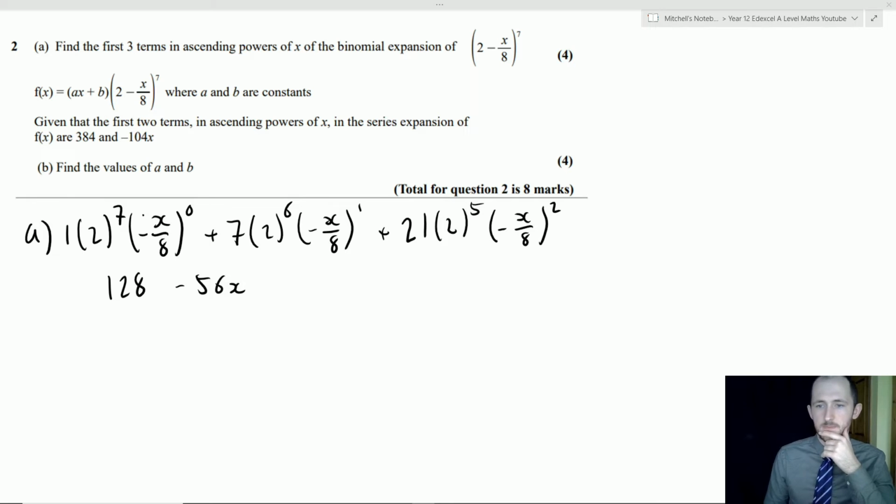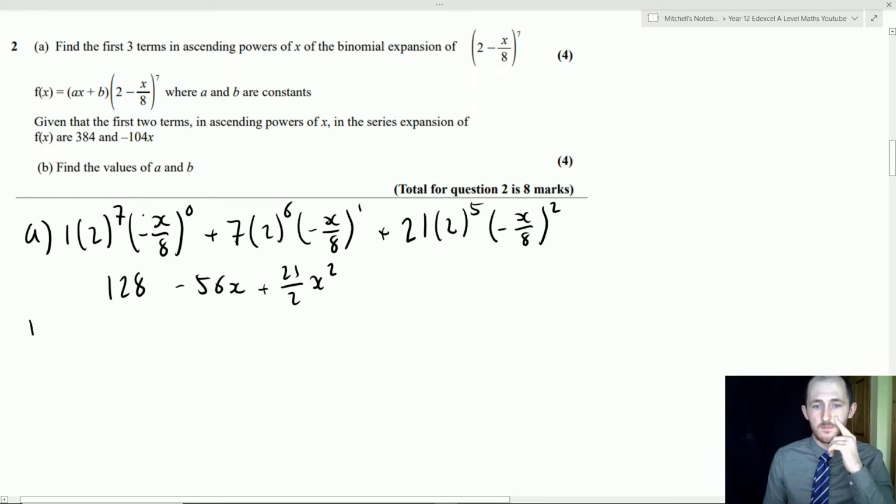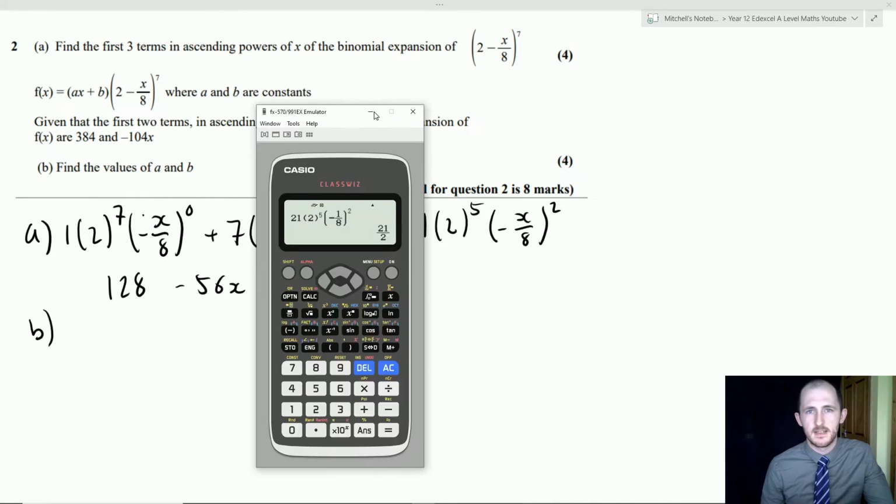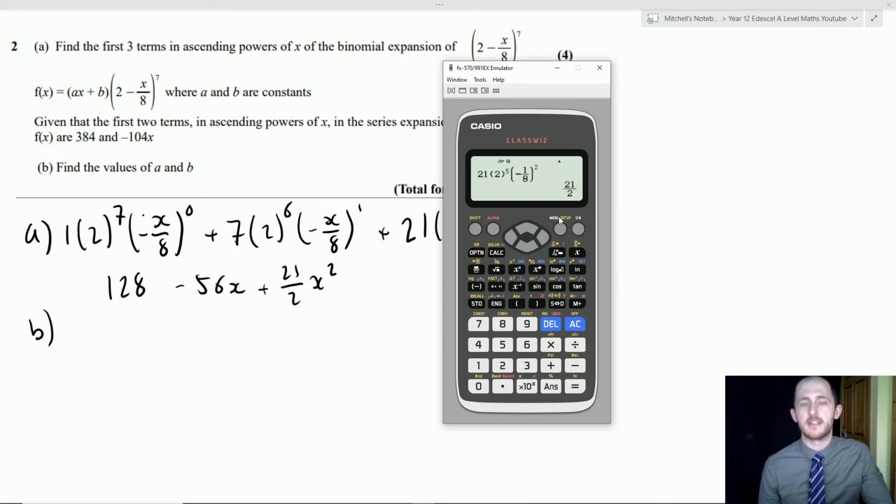21 over 2. I'm done. That's it, 4 marks. Probably the easiest 4 marks you'll get, but you need to make sure you're doing it right. Enter it exactly on your calculator. You cannot make a mistake. It's impossible. I dare you to make a mistake. Okay?